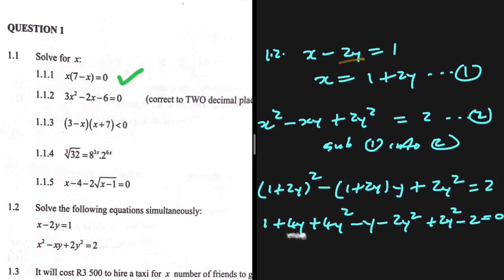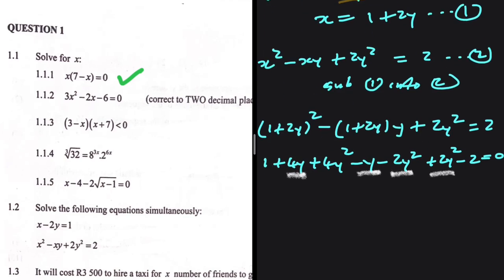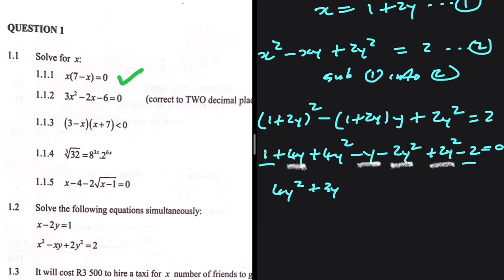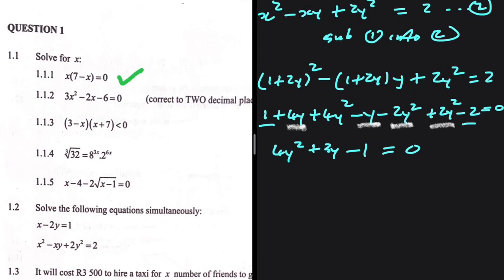So I have 4y minus y. That is 3y. And then minus y squared plus 2y squared. That is 0. So here I'm going to have 4y squared plus 3y, 1 minus 2, so that is minus 1 being equals to 0. So that is what I need to factorize. If I do that, I'm going to have 4y, and then here I have y. And then we're going to have 4y minus 1, y plus 1 being equals to 0.